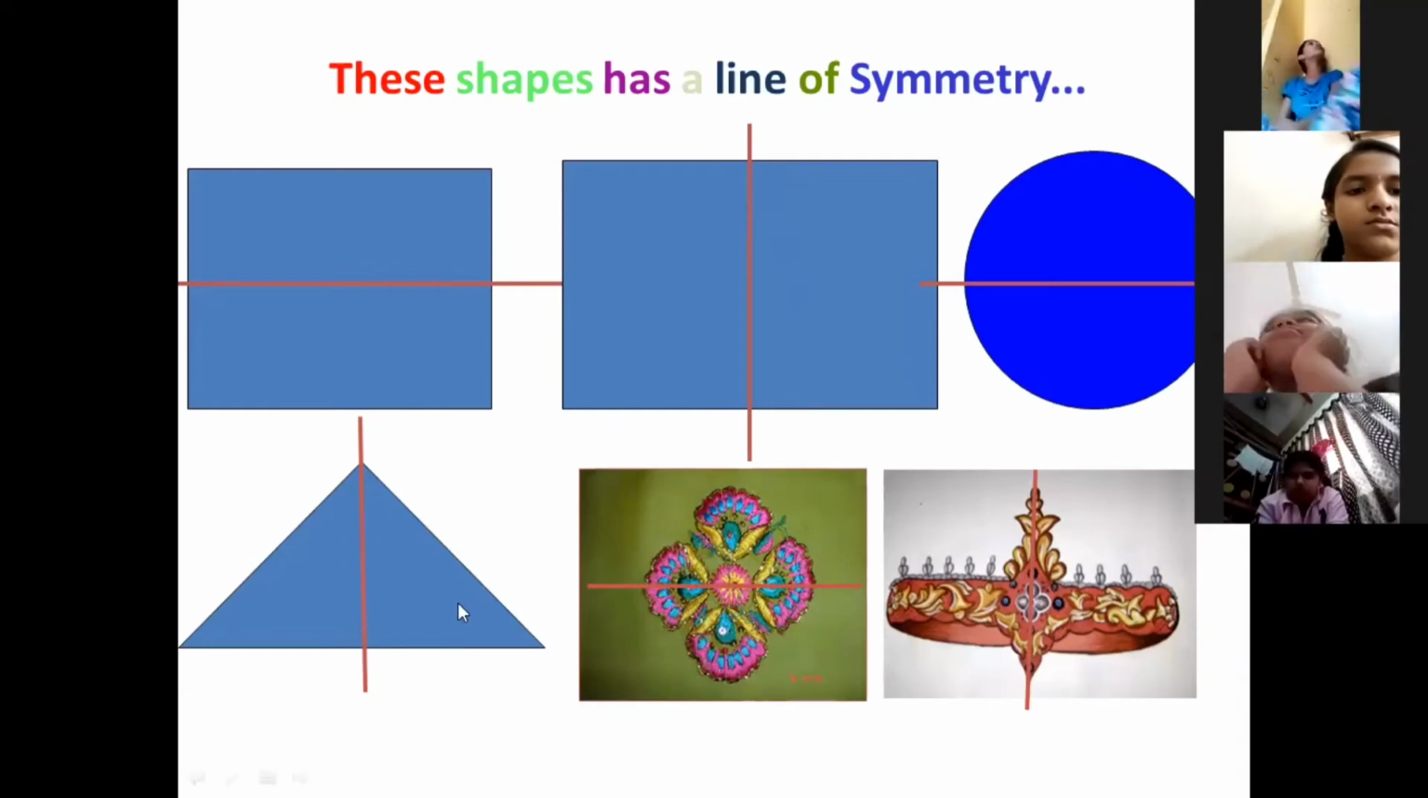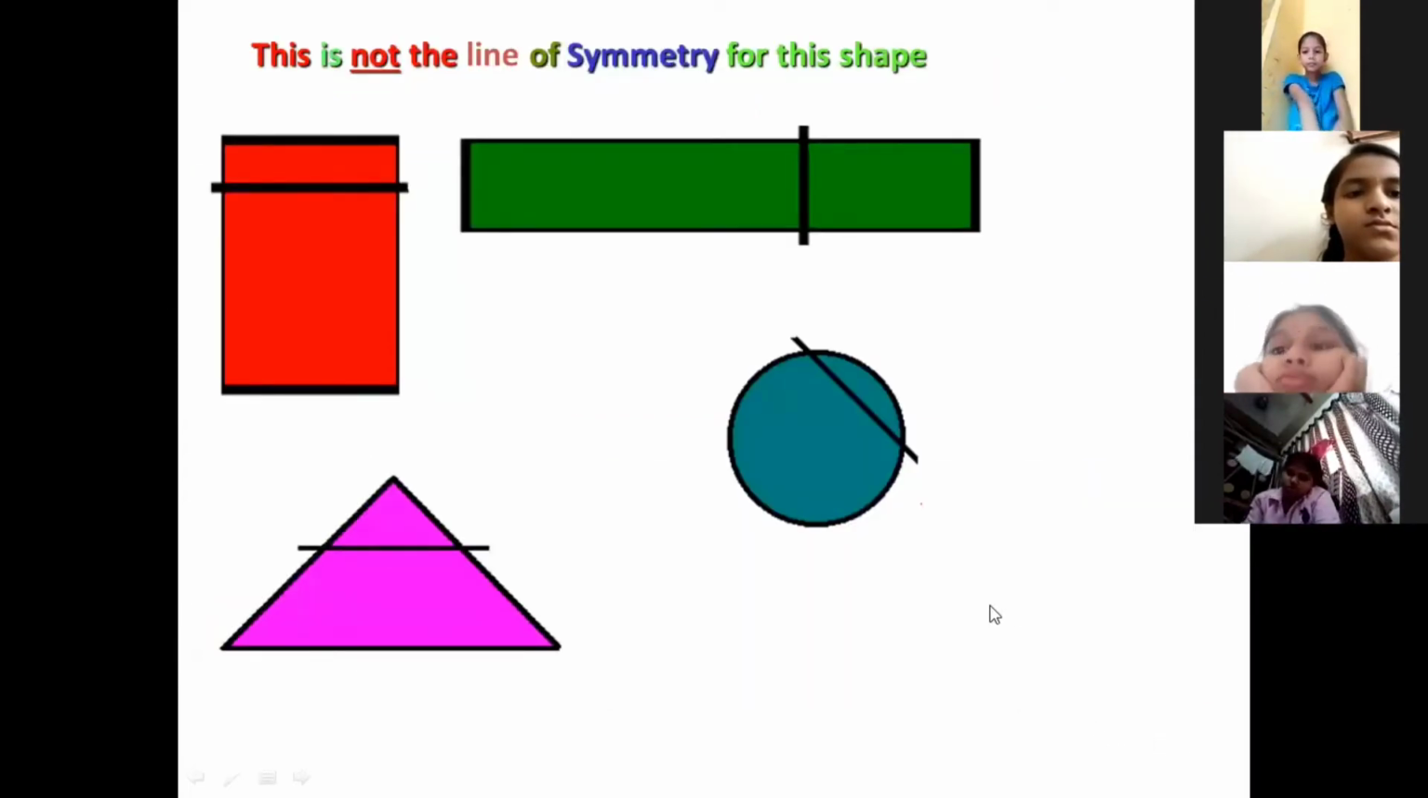And observe this triangle. This triangle has one line of symmetry. And these two pictures also have one line of symmetry. Okay? Next. If the given pictures are not symmetrical, we say they are asymmetric. Asymmetric means not symmetrical. It does not have a symmetrical line.